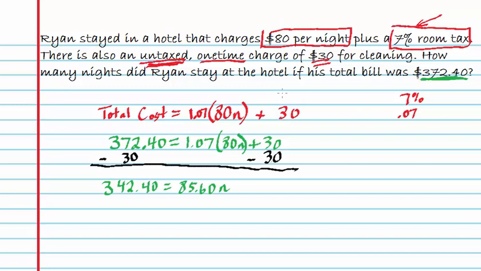And then the positive 30 and the negative 30, they make 0, so we say it cancels out. My final step is going to be to divide both sides by 85.60. And this is going to let me isolate my N. So 342.40 divided by 85.60, that gives me 4. And on the right side, 85.60 is on top and bottom, so it cancels. So to finish this one up, we know that N represented the number of nights, so we know that Ryan stayed in the hotel for 4 nights.